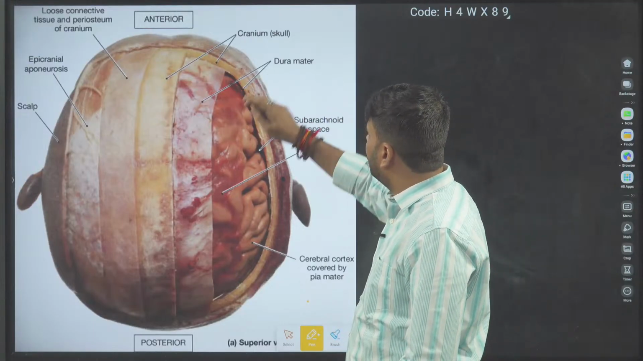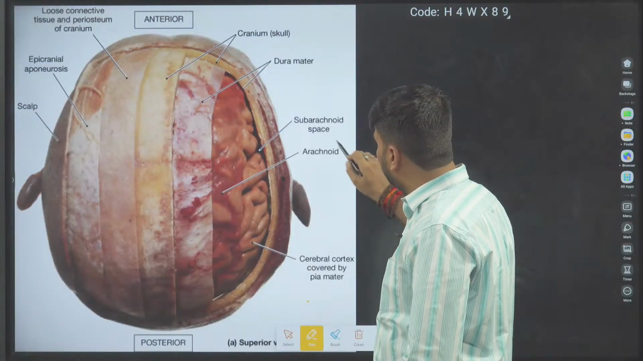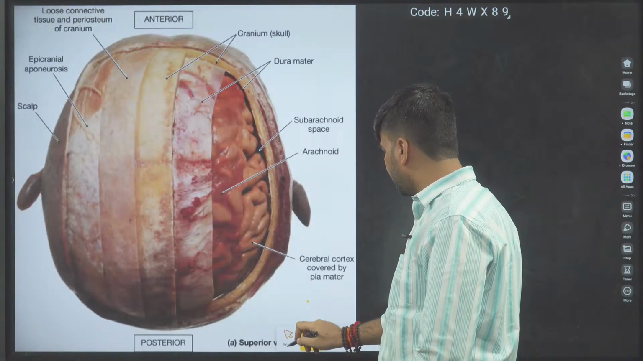This one is dura mater, then arachnoid. Outer to inner lining it is.